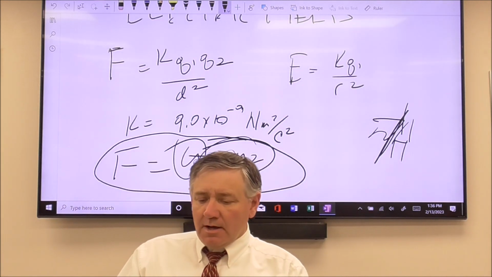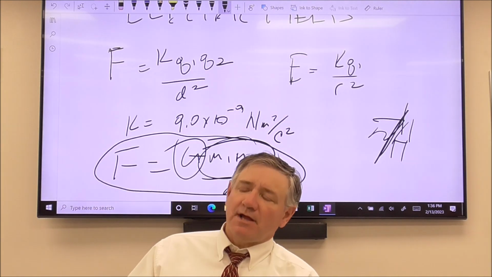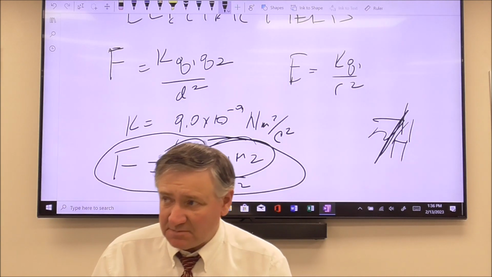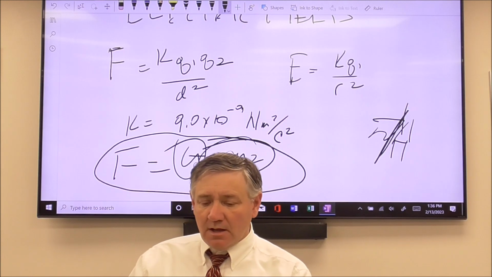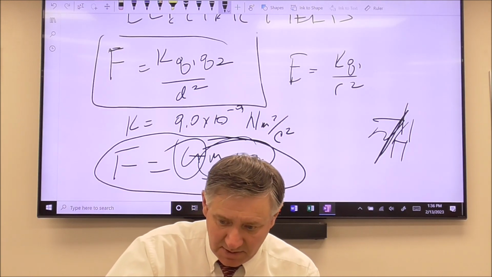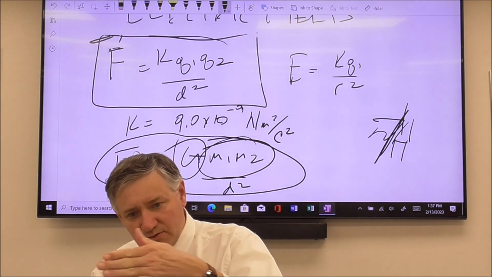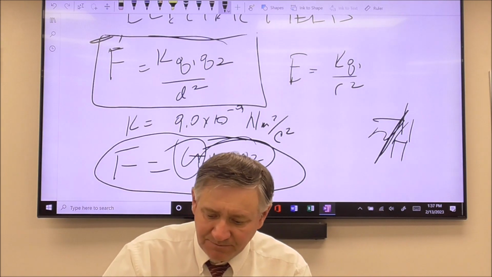So once they began to study electric charges, this is the second fundamental force, which is the electromagnetic force. Sometimes you call it the electrostatic force. Same idea. So this equation, this is what today's lesson is brought to you by, is F equals kQ1Q2 over r squared. So let's talk about this concept of charge.